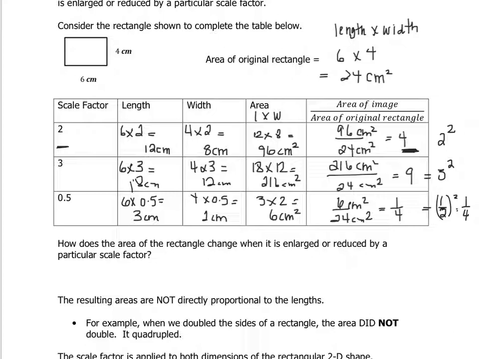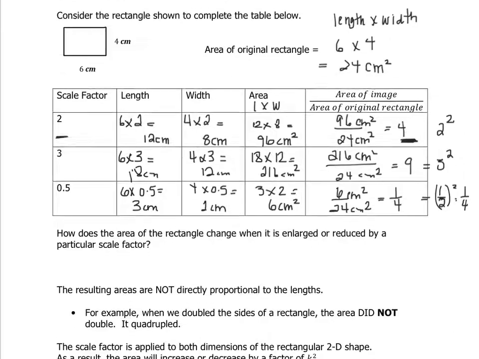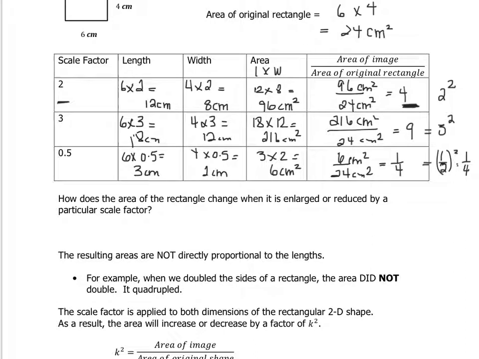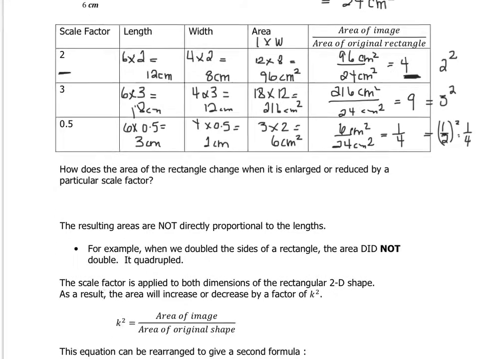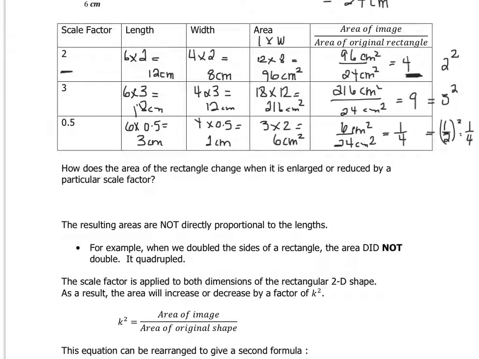So when we're asking the next question, how does the area of the rectangle change when it's enlarged or reduced by a particular scale factor, we really don't see this. It's not like what we did with the lengths, where it's the scale factor times the length. When you're comparing areas, it's actually the scale factor squared times the original area. That would give you the area of the image. For example, with the scale factor of 2, the area was not doubled, but it quadrupled.